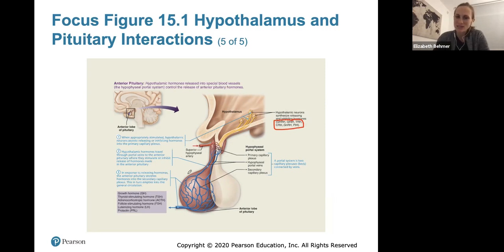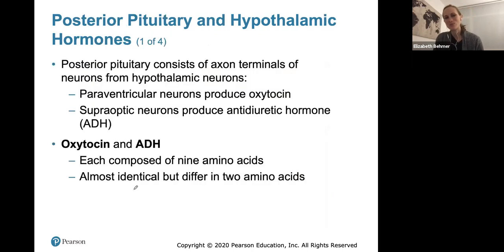And in response to releasing hormones, the anterior pituitary gland will secrete hormones into the secondary capillary loop, and this in turn empties into general circulation. And these are the hormones that are released from the anterior pituitary, and we're going to go through these hormones and what they do in a little bit too.